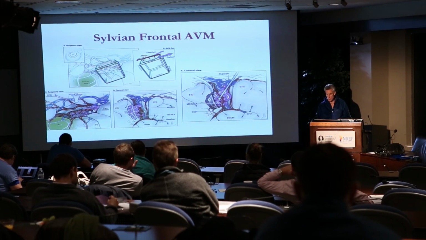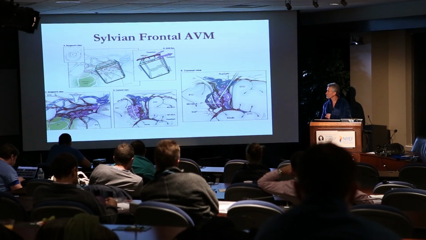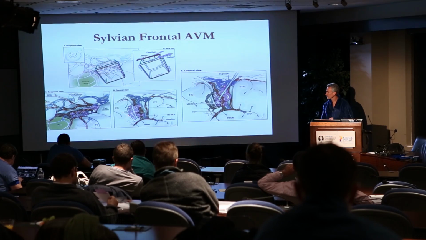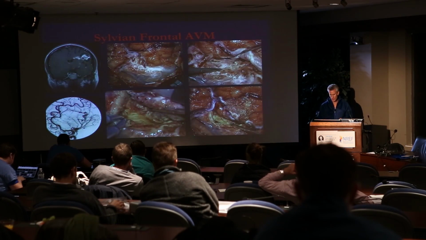Sylvian frontal, these are really nice AVMs. These are in the sylvian fissure on the frontal side, fed by MCA vessels that go along its lateral edge inferiorly. Requires a sylvian fissure split, getting into the frontal lobe parenchymally on that side. And here's a nice example.